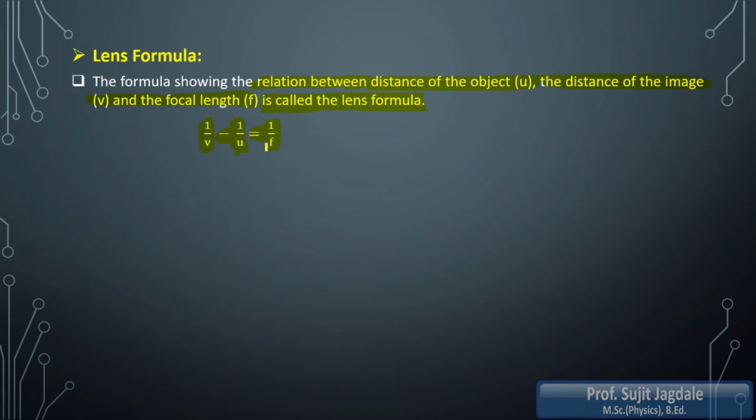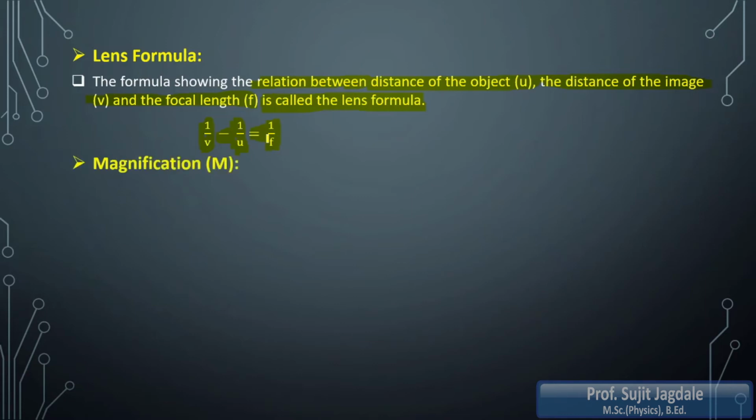And the second thing is that we have to also apply the sign conventions here before solving these values. After keeping the values, before solving, we have to consider the sign conventions, whether the object distance is negative, or image distance is negative, or focal length is negative or positive. So all the factors we have to consider. So this is the lens formula.